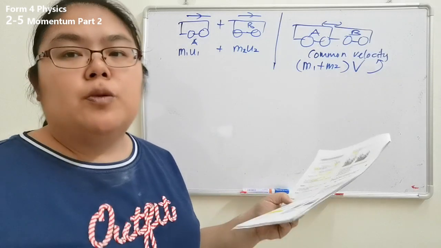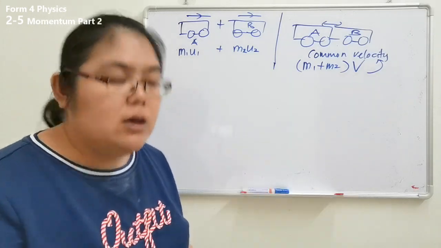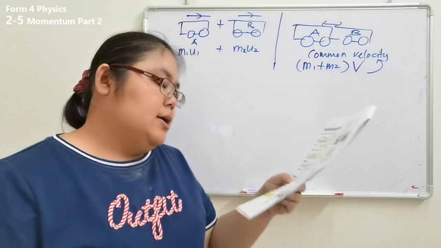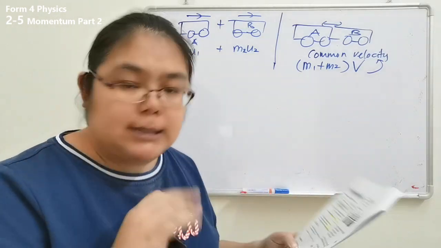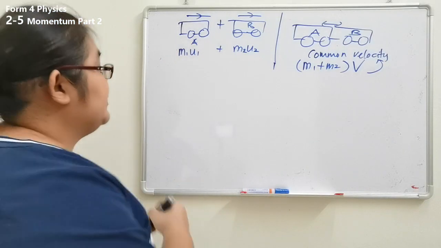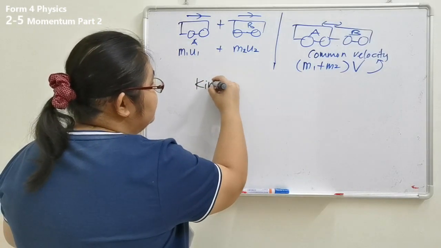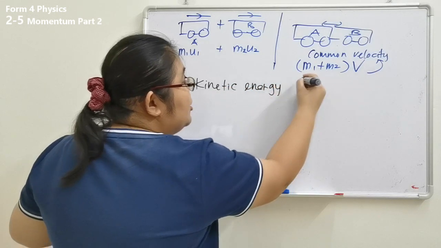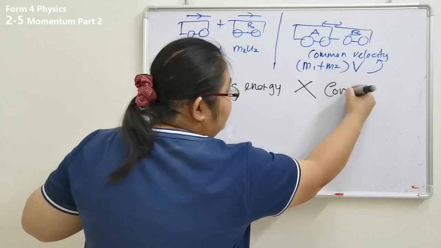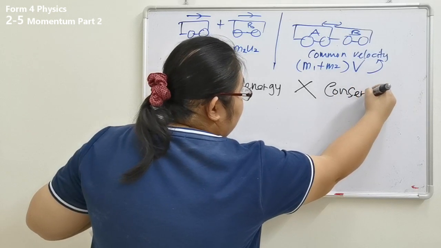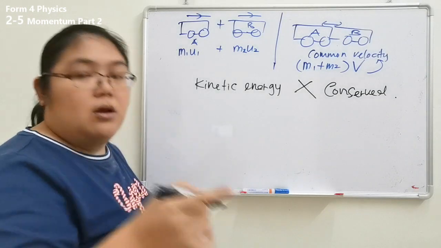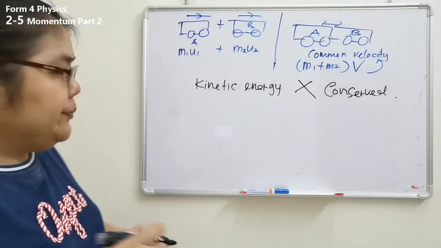Okay, number two, momentum is sure conserved. Why? Follow the principle of conservation of momentum. Okay, number three is special. Number three is kinetic energy. Not conserved. Okay, just now it's conserved, now it's not. Why? Okay, we see why.